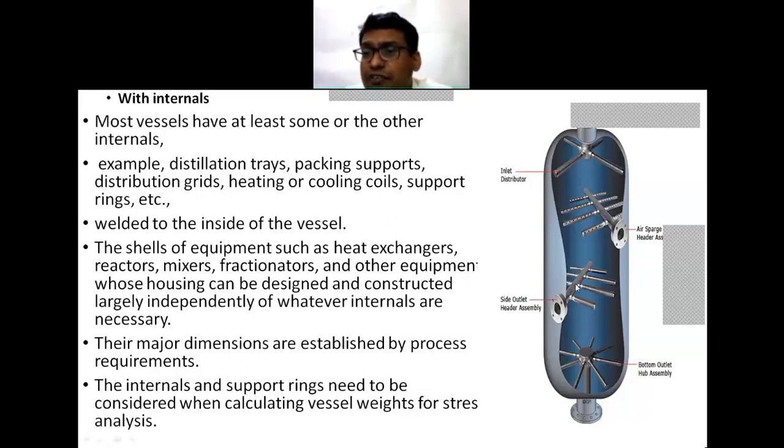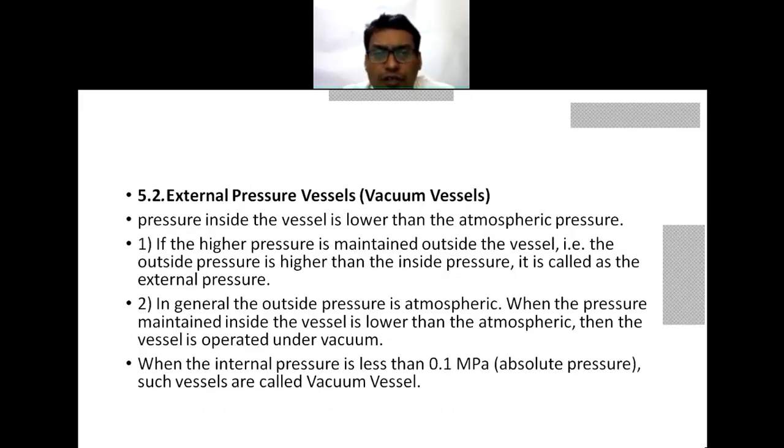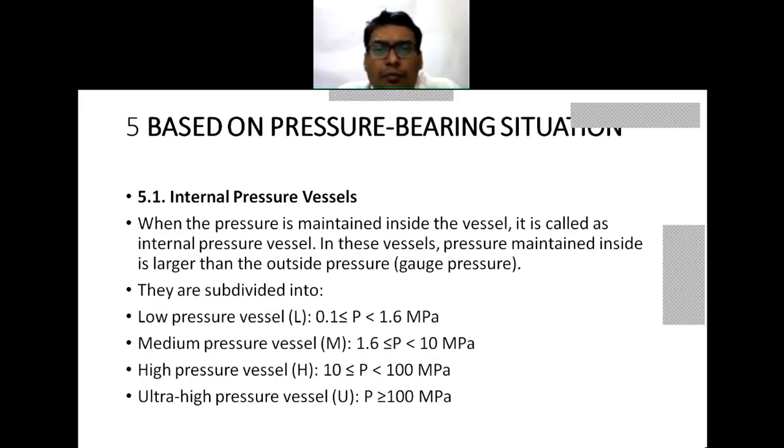So you can see the different distributors in this vessel. The inlet distributor, then the bottom outlet hub assembly distributor, and this is the side outlet header assembly distributor, all these are the distributors. Then based on the pressure bearing situations, there are internal pressure vessels and external pressure vessels, based on the pressure.